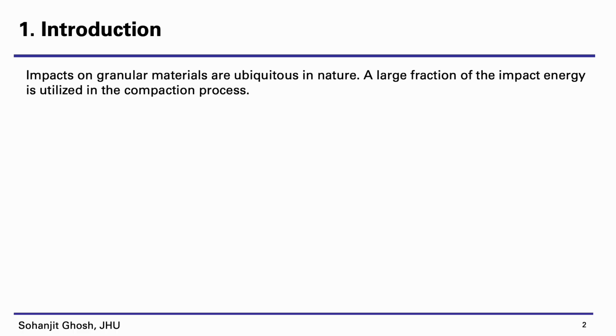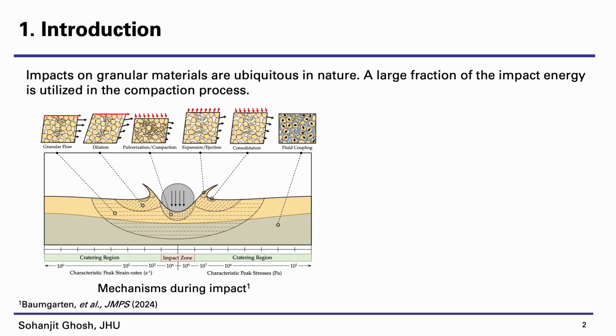So let's get started. Impacts on granular materials are very commonly observed in nature, and often a large fraction of the impact energy is utilized in the compaction process. So it's very important for us to understand the rapid compaction in granular materials. The image on the left provides a schematic of all the different mechanisms that go on when a projectile or an intruder impacts a granular material. We have things like granular flow, dilation, expansion, compaction, and fluid coupling if the granular material is saturated.